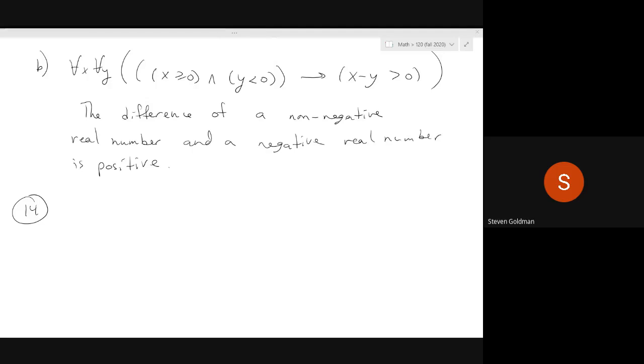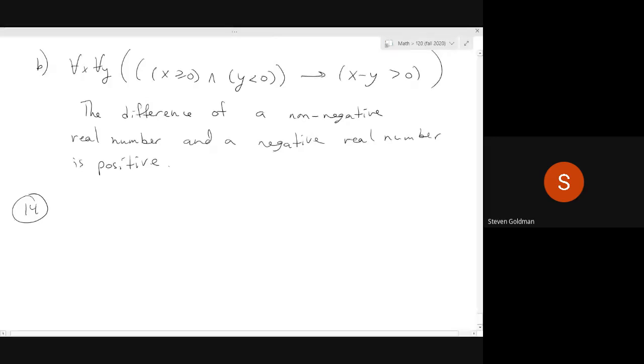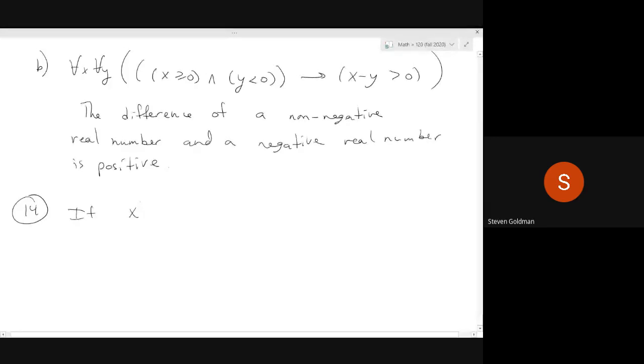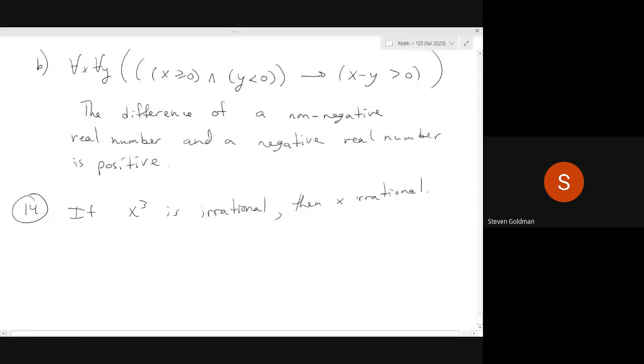Okay, let's move on to 14. So now we get to the proofs. 14, prove that if x cubed is irrational, then x is irrational. And I asked you to tell me what type of proof you used. So if x cubed is irrational, then x is irrational. Okay, so here, this is a conditional statement.